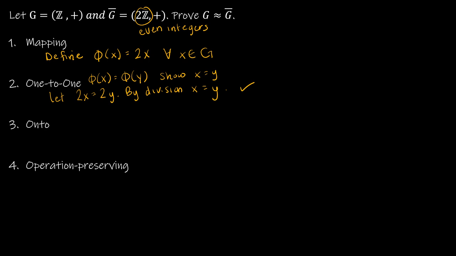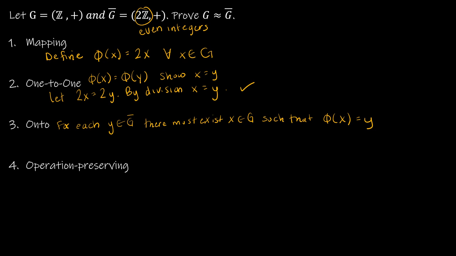Now for onto, we are looking for each y that is in G bar, or each G bar in G bar, however you want to say it, there must exist an x in G, so in our original set, our first set, such that phi of x is equal to y. So essentially what that means is we have to say let y equal 2x, which means x is equal to y over 2.